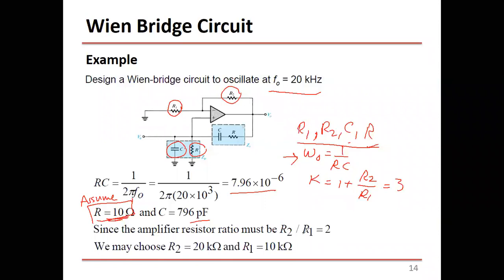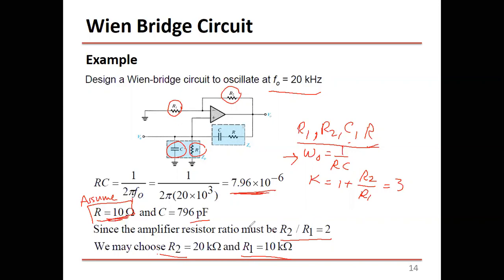And the second condition, we know that R2 over R1 should be 2. Then also, we may choose R2 as 20 kilo ohms and R1 as 10 kilo ohms. I'm not sure if this should be 10 kilo ohms or 10 ohms. Can you please try to apply R with 10 ohms here and see with 796 if you get this number or not?